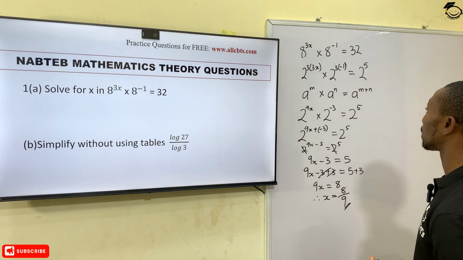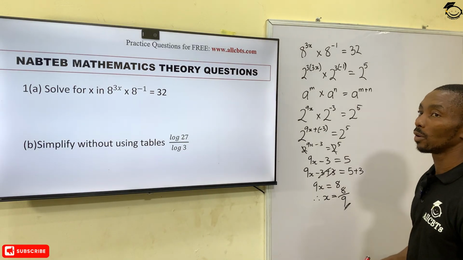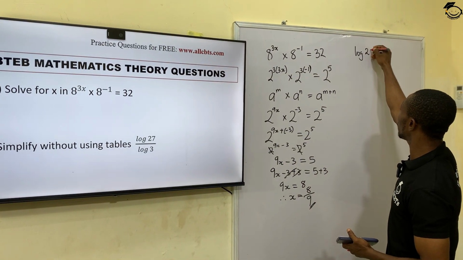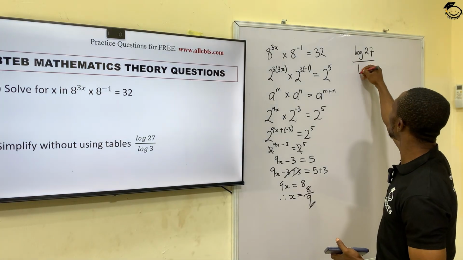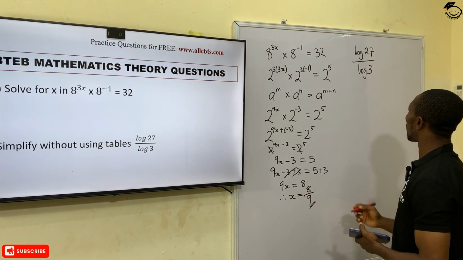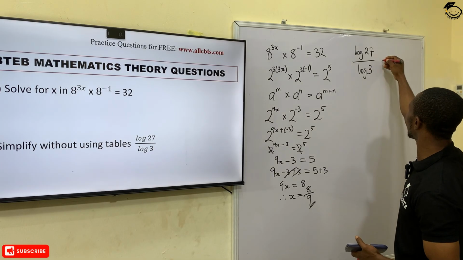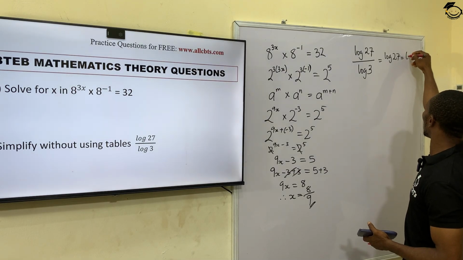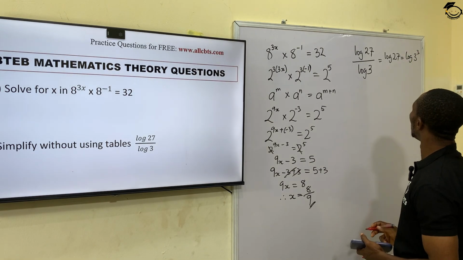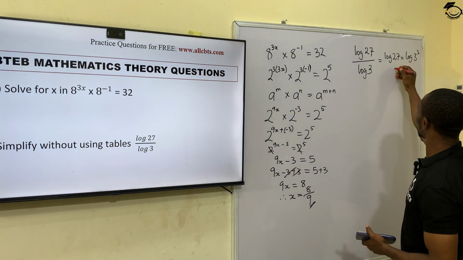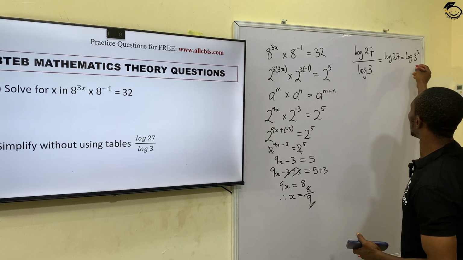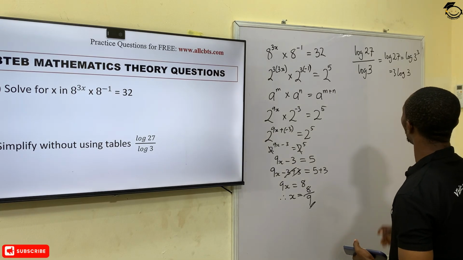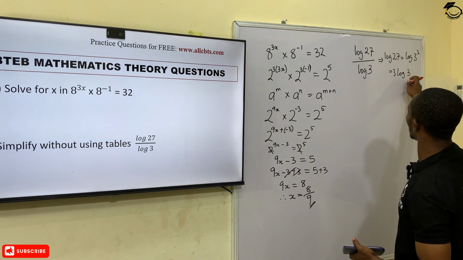Now, to the B part, we have simplified without using log tables. Now, we have log 27 over log 3. Okay? Now, we know that log 27 can be broken down to be log 3 raised to power 3, okay, which is 3 times 3 times 3 will give us 27. So this can be written as 3 log 3, okay. Now bear in mind that our log 27 will give us 3 log 3.